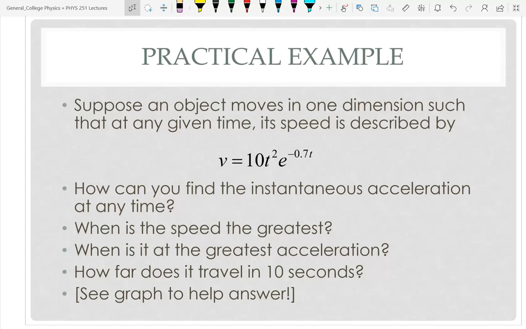So to find the time of the greatest acceleration, we take the derivative of the acceleration, which by the way has a name: it's called the jerk. When the jerk is 0 is when you're at the maximum or minimum acceleration. Then we have the hard one. How far does it travel in 10 seconds? How do we go from the speed to the distance traveled?